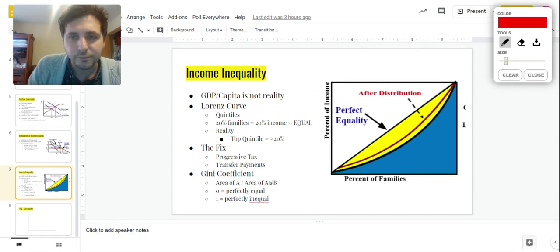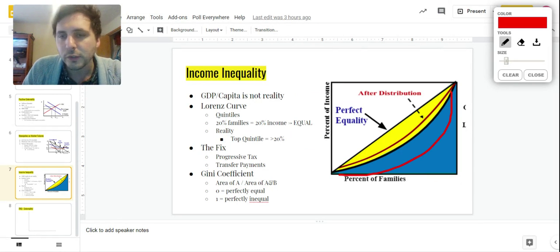How does the government fix it? Oh, I'm sorry. The larger the banana, or the larger the lemon peel or canoe or hammock or whatever you want to call it, the more unequal we are. So this one here is the most unequal, and this one here is the most equal, the closer it is to our reference line of perfect equality. All right, so what's the fix?